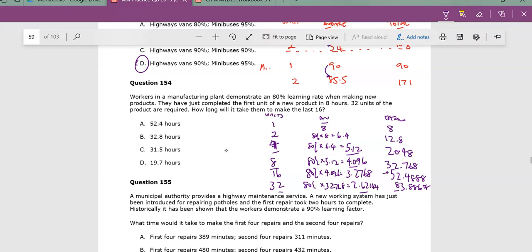So the time it took to make the last 16 must be the difference between making the first 16 units and making the last 16 units, and that therefore is this thing here minus this. So 83.8664 minus 52, because I have my totals here, you see. And when you do that, you arrive at 31 point something, it arrives at this. So what am I saying? How do we deal with this?